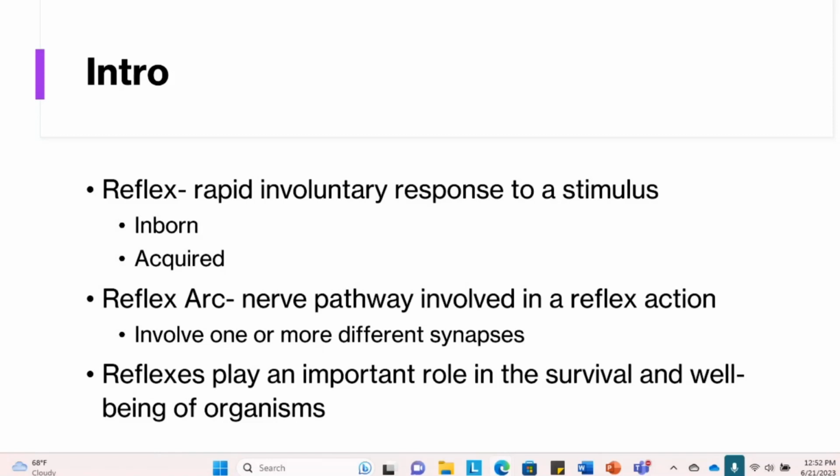And then with acquired or learned reflexes, as Dr. Bill mentioned earlier, that's something that's going to result from practice or repetition. So an example of that is learning how to drive or driving in general. So a reflex arc is a nerve pathway that's going to be involved in a reflex action. It can involve one or more different synapses, and reflexes as a whole will play an important role in the survival and well-being of different organisms.